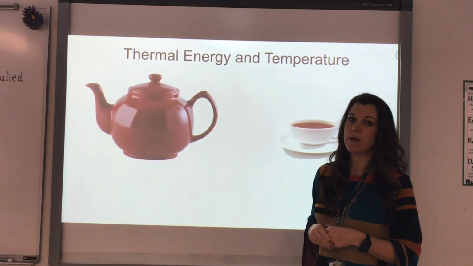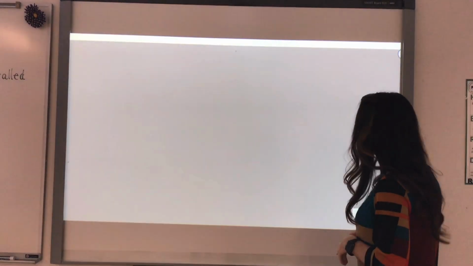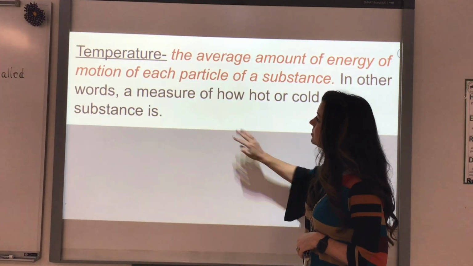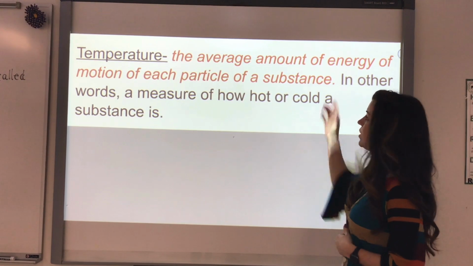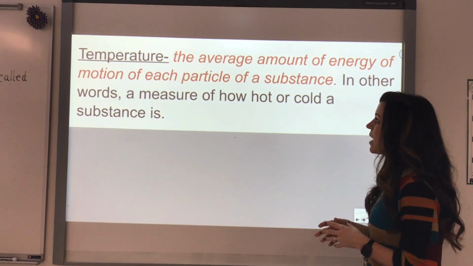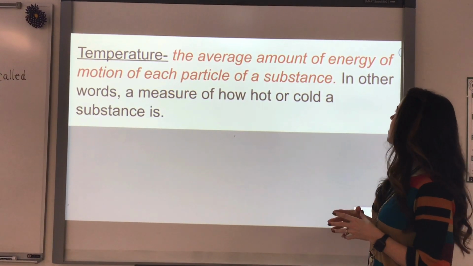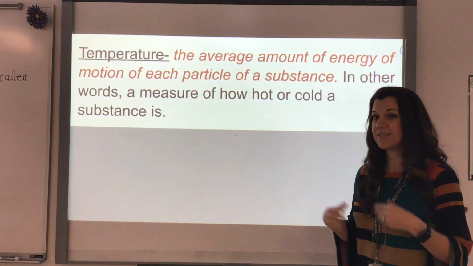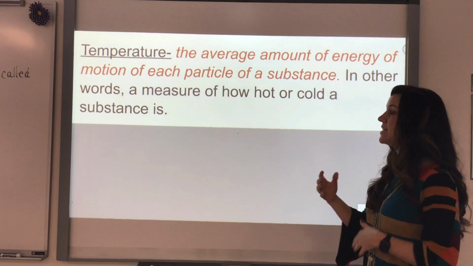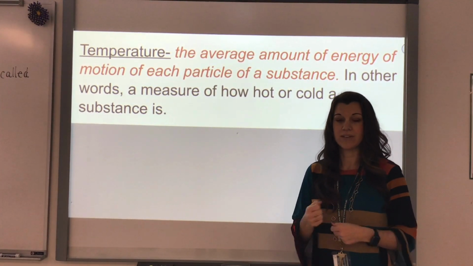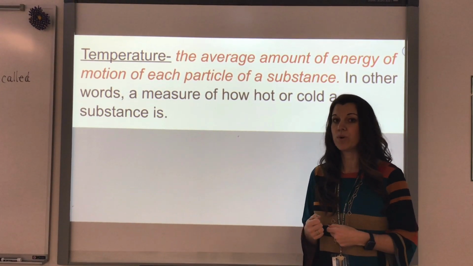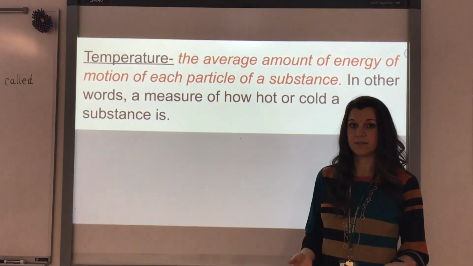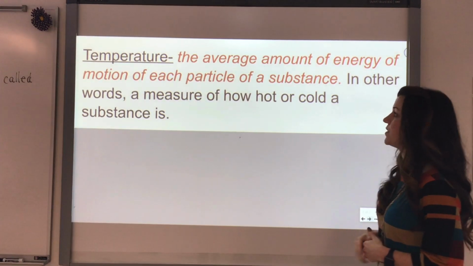So we're going to start off our lesson notes by defining the term temperature, which is what we refer to in our weather unit. On your paper, I would like you to write the word temperature, and then simply record the orange definition. Temperature is the average amount of energy of motion of each particle of a substance. As I just explained, what that means is how much those particles are moving around as they're heated or as they're cooled. In simple terms, we refer to it as how hot or cold something is. Please write down that definition.